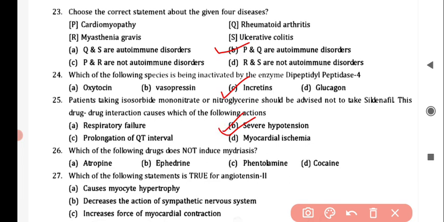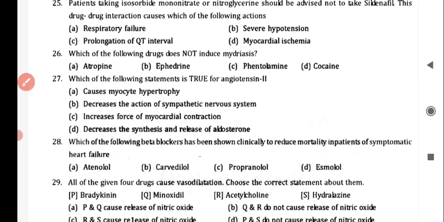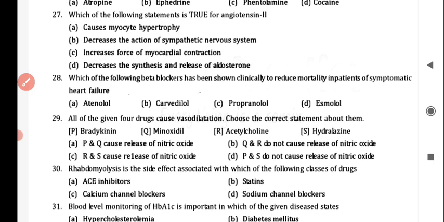Next question is, which of the following drugs does not induce mydriasis? So the correct answer is option C, phentolamine. Next question is, which of the following statements is true for angiotensin 2? And the correct answer is option number A, that is causes myocyte hypertrophy.